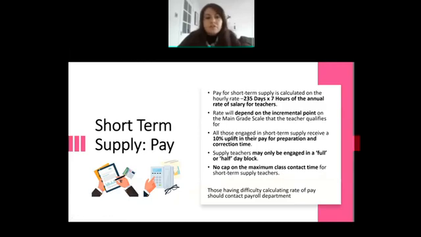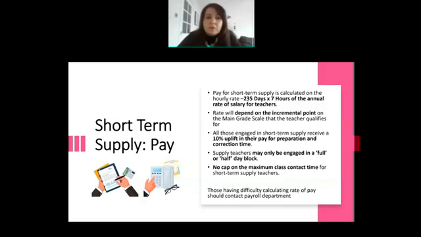The rate of pay for short-term supply teaching is set out in Part 2, Section 1 of the SNCT Handbook. This rate of pay does differ from full-time permanent teachers and those employed on fixed-term or temporary contracts. Pay for short-term supply is calculated on the hourly rate, which is on the basis of 235 days times 7 hours of the annual rate of salary for teachers.